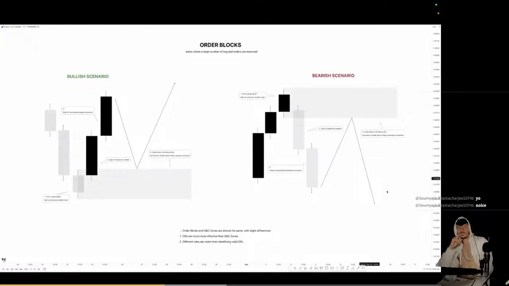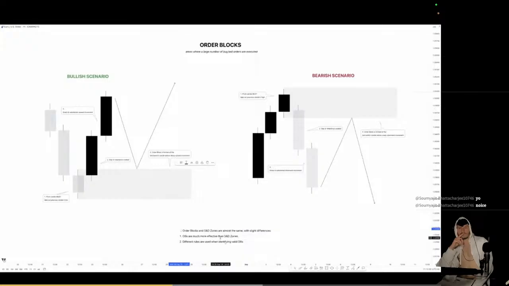Okay, cool. Now that you got the basics out of the way, just to answer this question right here, because I believe this is one question that you guys probably have in mind right now. What's the difference between order blocks and supply and demand zones? Now, like I said, order blocks and supply and demand zones are pretty much the same. It's just that order blocks are much more effective than supply and demand zones.